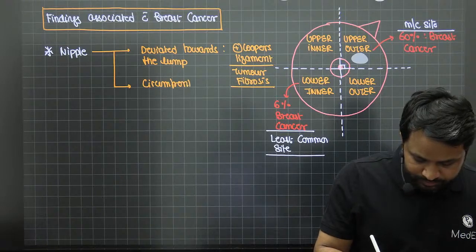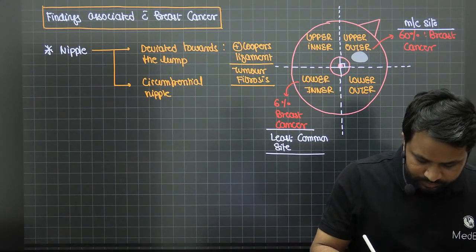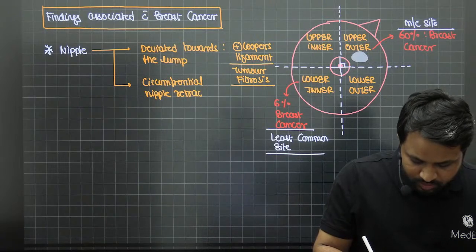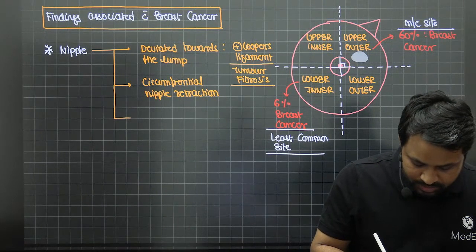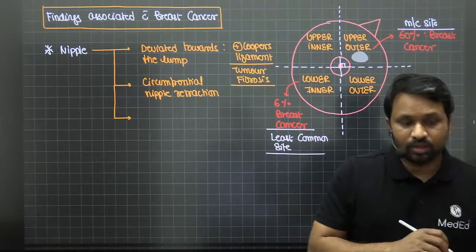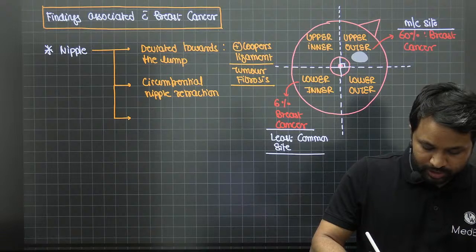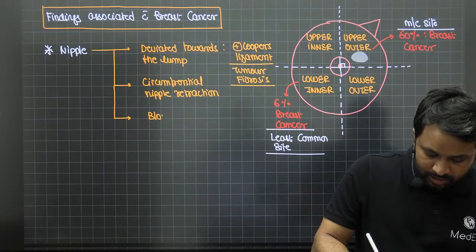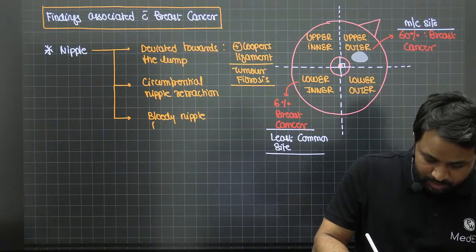circumferential nipple retraction. Along with circumferential nipple retraction, this is also going to be associated with bloody nipple discharge.